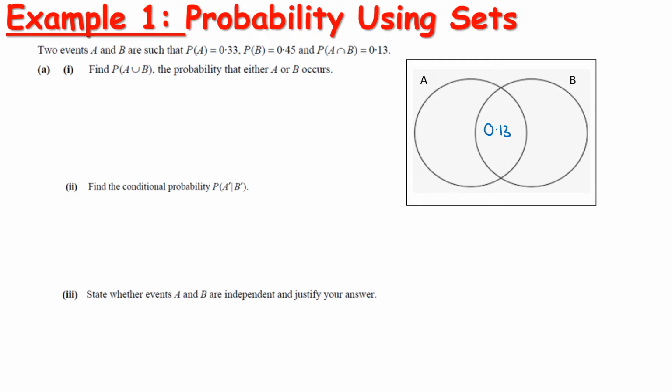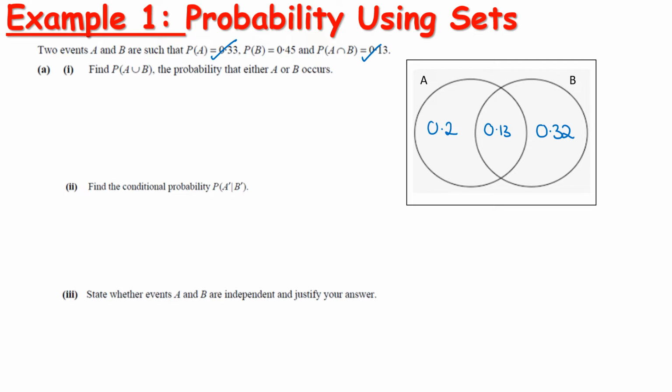So you always fill in your Venn diagrams from the intersection. They told us that was P, the probability of A intersection B. The probability of A is 0.33, but we already have 0.13 in here, so that is 0.2. Remember, probability of A is the probability of the full circle. That's our 0.33. And then 0.45, again, we have 0.13 there, so that is 0.32.